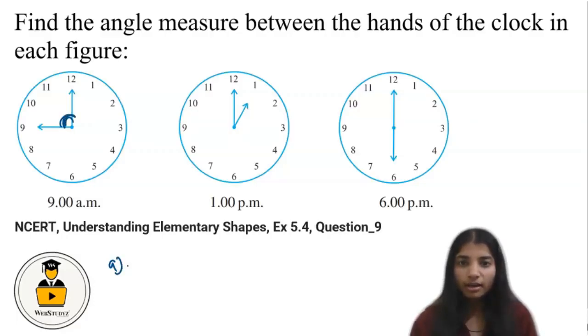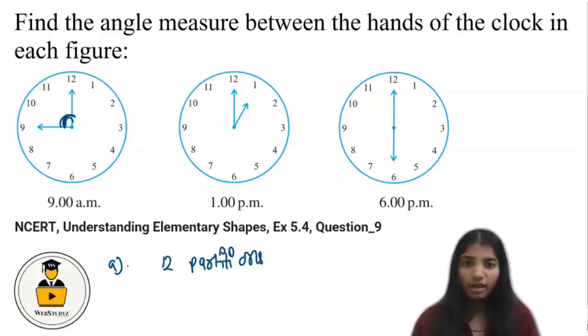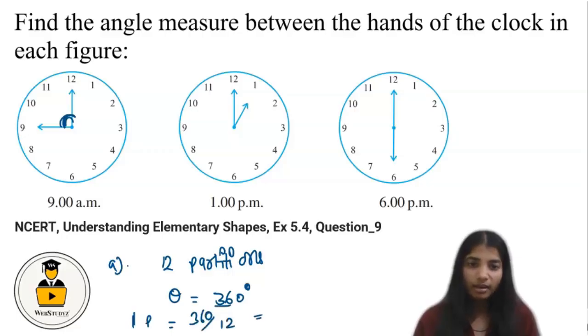Look here, in a clock, there are 12 partitions, and the total angle of the clock is 360 degrees. One revolution is 360 degrees. So one partition is equal to 360 divided by 12. When we divide 360 by 12, we get the value of 30 degrees.